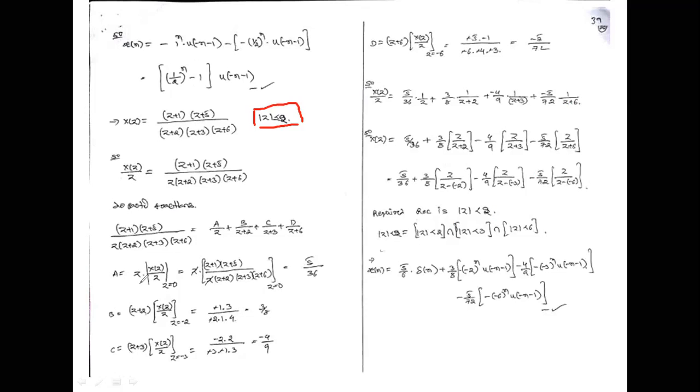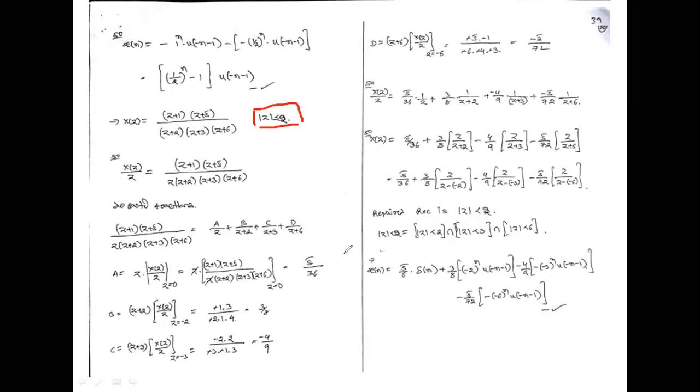The procedure is: z into X of z by z, substituting z is equal to 0. To find b, take the denominator z plus 2, multiply with X of z by z, the total function, substituting z is equal to minus 2. To get c, take the denominator z plus 3 and multiply with the total function X of z by z, substituting z is equal to minus 3. And the last one, d: take the denominator z plus 6 and multiply with X of z by z, the total function. In that, the z plus 6 can get cancelled. Here for c, z plus 3 cancels.